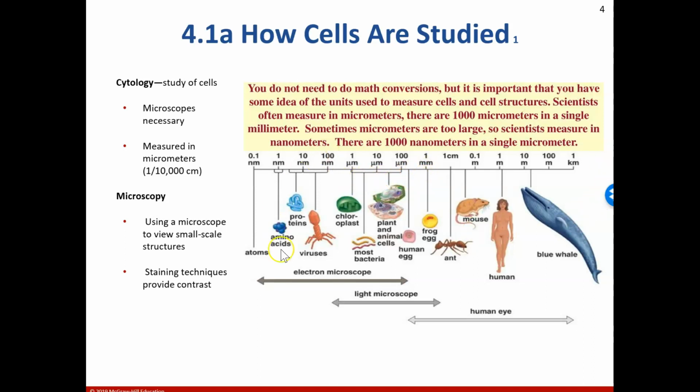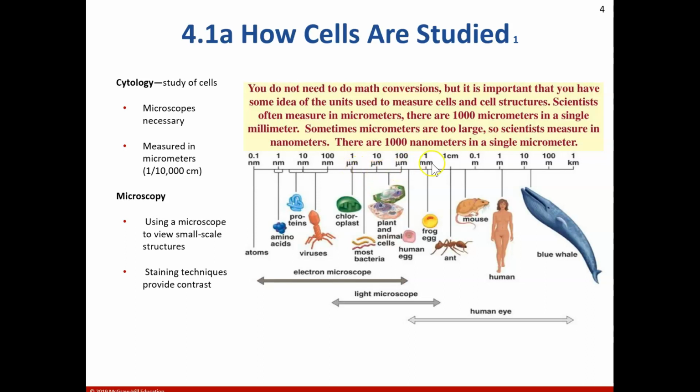So I put this illustration up to show you an idea of how these structures are found. You don't necessarily have to understand their math conversions, although I'm sure you are covering that in another course, but scientists are typically going to use micrometers. And we could see that we have the range of micrometers right over here, in which we can see our plant and animal cells, most bacteria, and chloroplasts, which are found in plant cells.